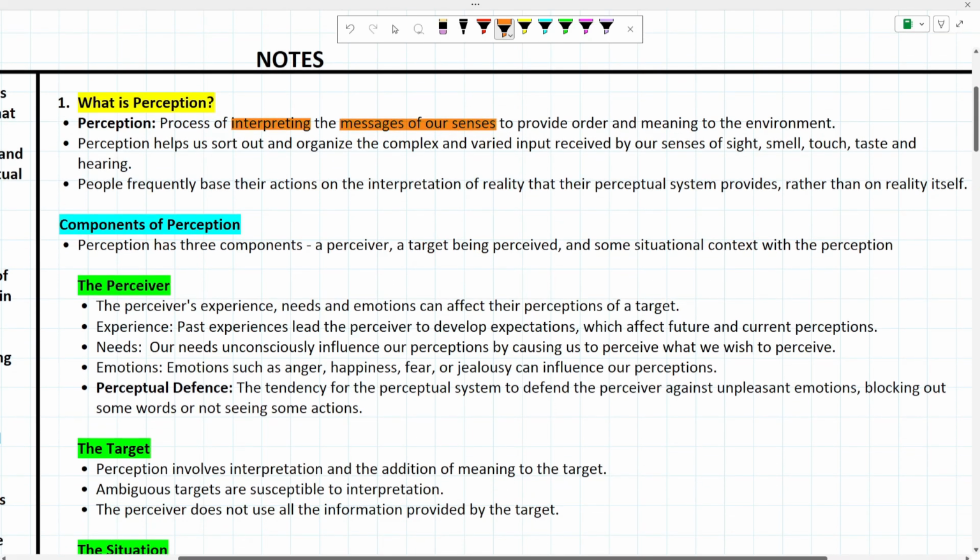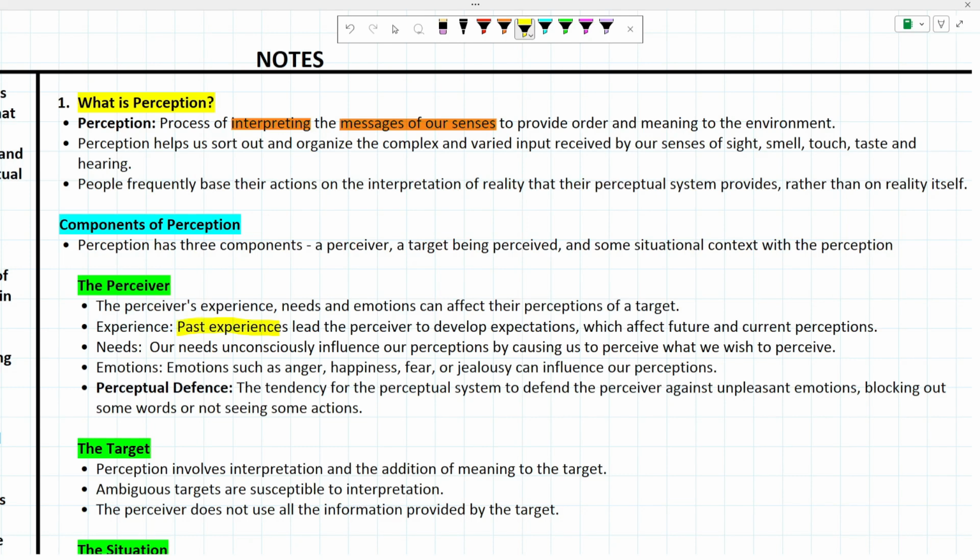So the components of perception. Perception has 3 components: a perceiver, a target being perceived, and some situational context with the perception. So let's talk about the perceiver. The perceiver's experience, needs, and emotions can affect the perception of a target. Experience, its past experience leads the perceiver to develop expectations which affect future and current perceptions.